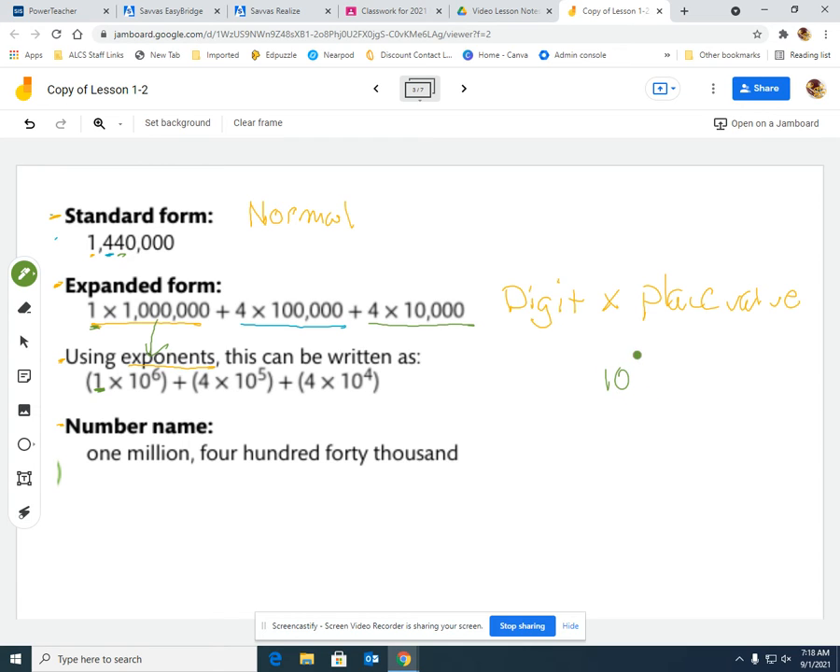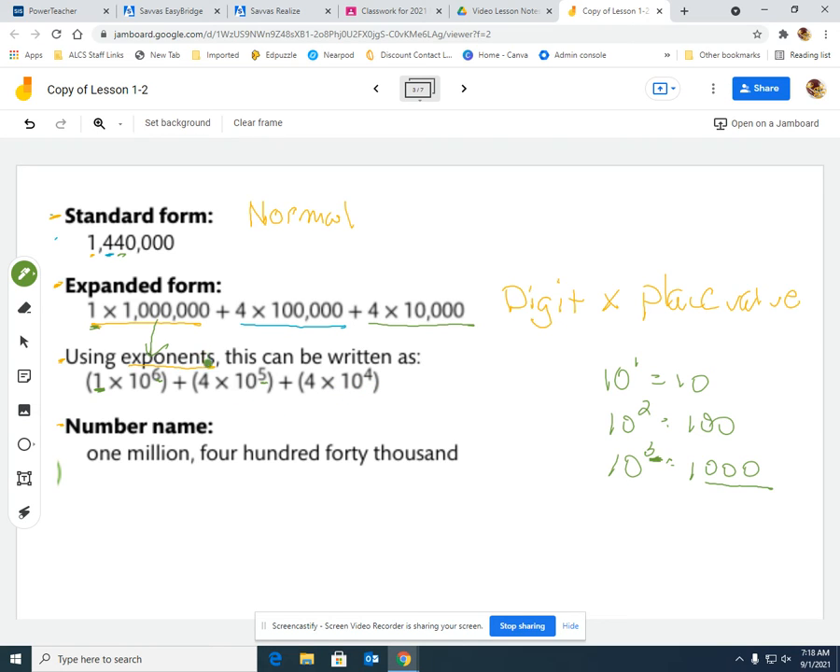Remember we said 10 to the 1st equals 10, 10 to the 2nd equals 100, 10 to the 3rd equals 1,000. And we said, hey, Mr. Lowe, that exponent tells us how many zeros there are. So 10 to the 6th is going to be a 1 with 6 zeros. If this has 5 zeros in it, it's going to be 10 to the 5th power. So we just do 4 times 10 to the 5th power. And then we do 4 times 10 to the 4th power.